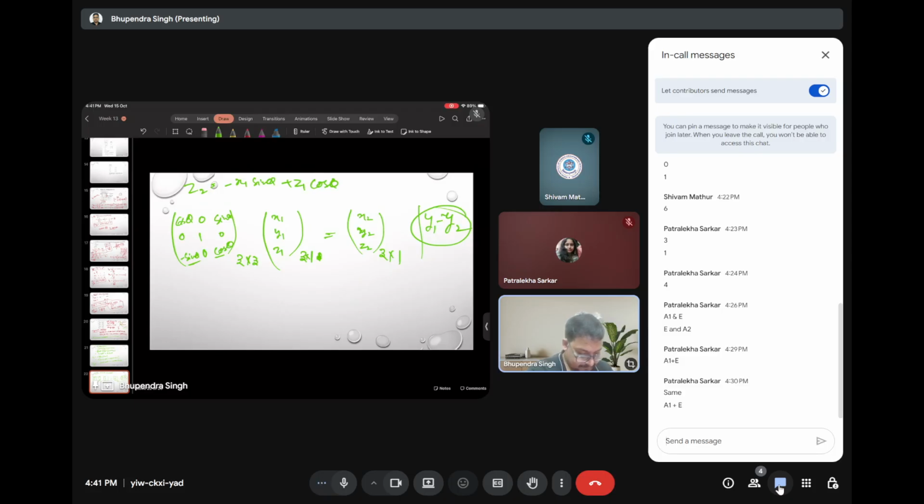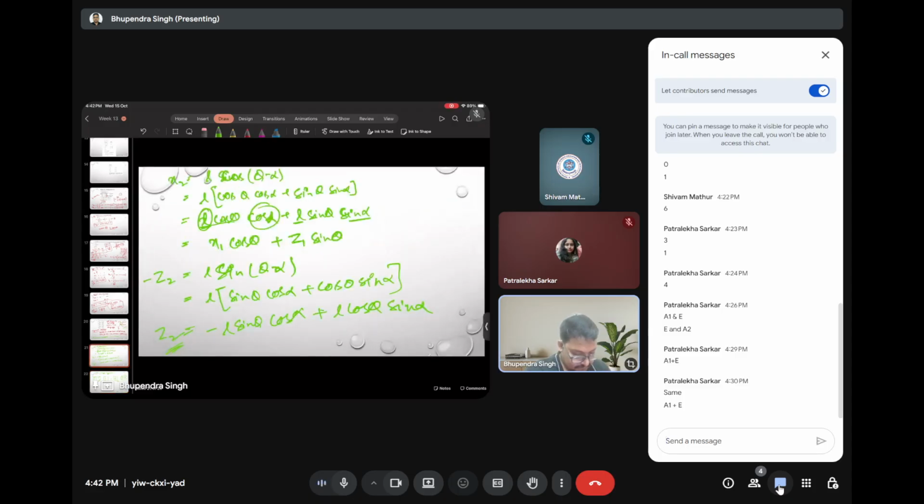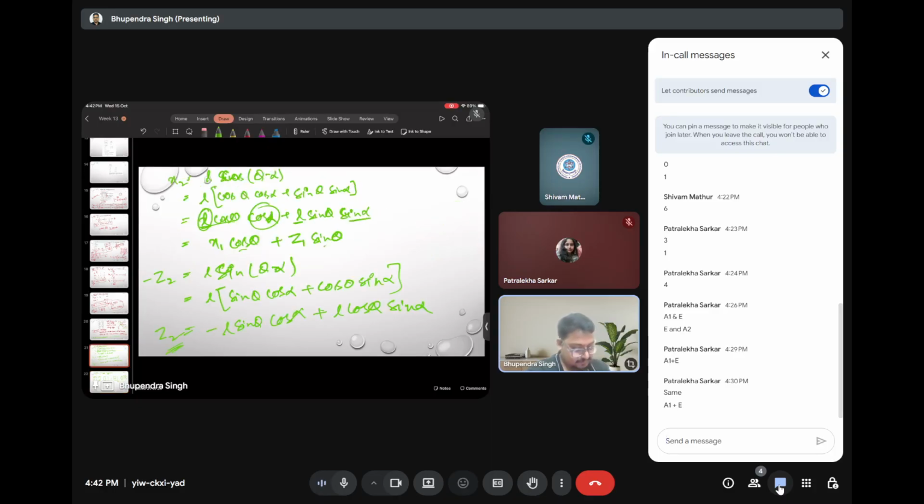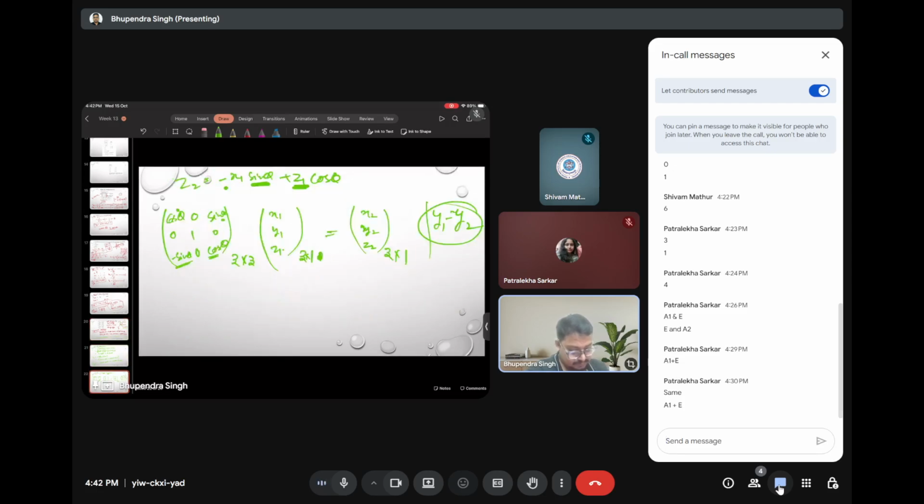Z2 will be what? Minus x1 sin theta, so it will be minus sin theta, and then Z1 multiplied by cos theta. Similarly, for x2, it will be x1 cos theta plus Z1 sin theta. And these are 0. That is it.